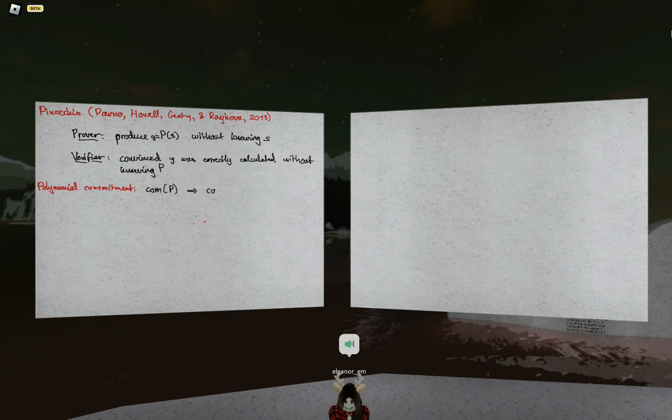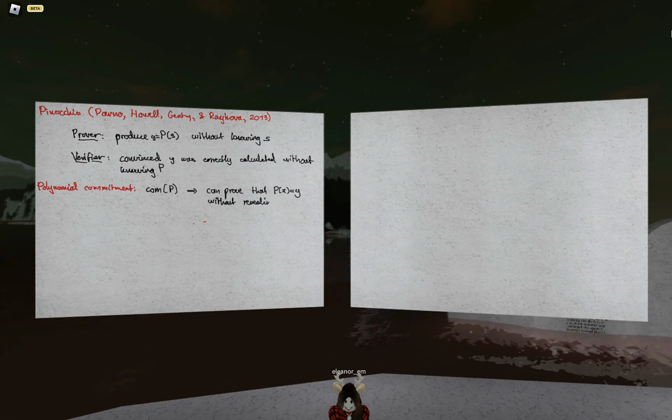and then you can prove that P of X equals Y without revealing P. So the idea is you're going to give me some commitment. I say, give me the evaluation at X, and you're going to go, sure, here's the evaluation, and here's proof that it really is the same polynomial I committed to, but you don't learn what the polynomial you committed to is. We're going to do a little bit more of a special case, and we're going to use what's called a homomorphic commitment.